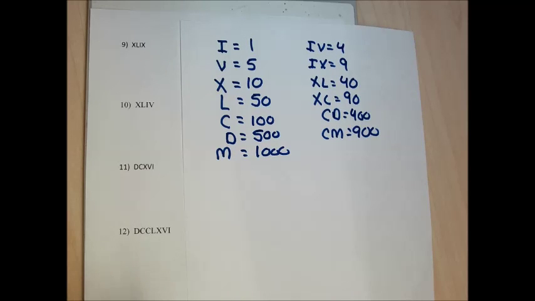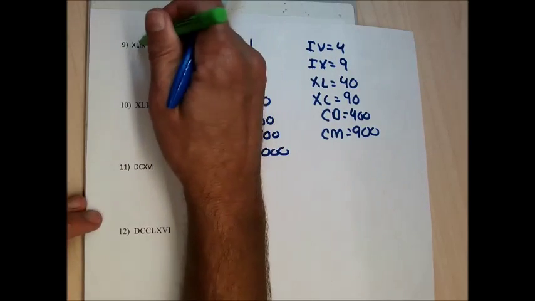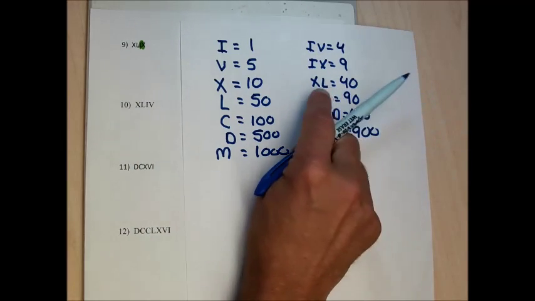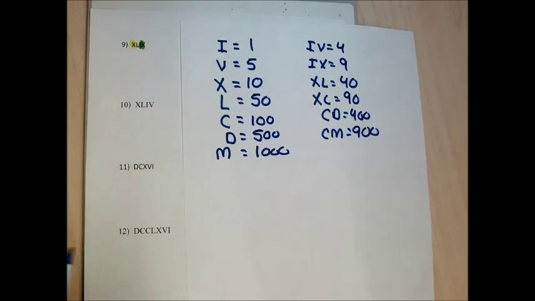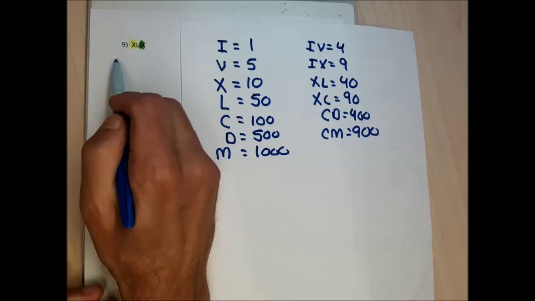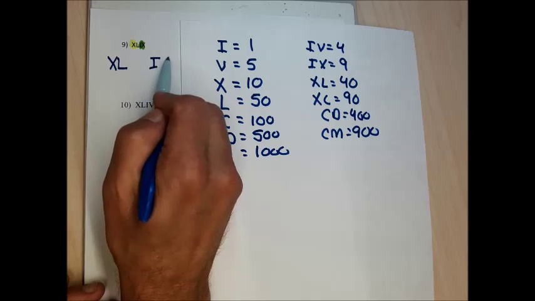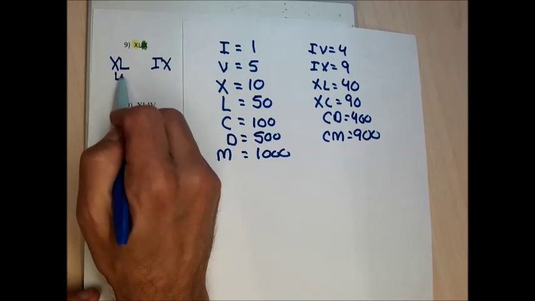So as I look through number 9, there's no V, so there's no IV. There is an IX, so I need to worry about it. I keep those together. And the next thing I'm looking for is XL. I need to keep those together. I'm done with the numerals. I've got everything boxed out. So I need to keep the X and the L together. I need to keep the I and the X together like that. The XL symbol is equal to 40.